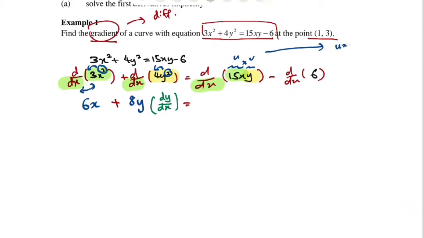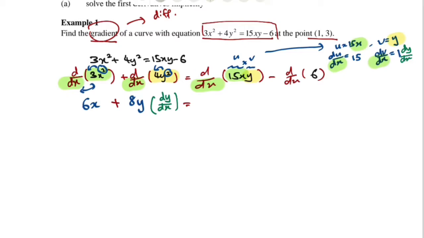So write u as your 15x and then v as your y. Differentiate with respect to x. To differentiate 15x with respect to x, both are in the same term, so just differentiate it as usual, you get 15. To differentiate this v function with respect to x, this is not in the same term. So just differentiate y as usual, you get y power 1, bring it to the front, y power 0 is just 1, and then multiply with dy over dx.